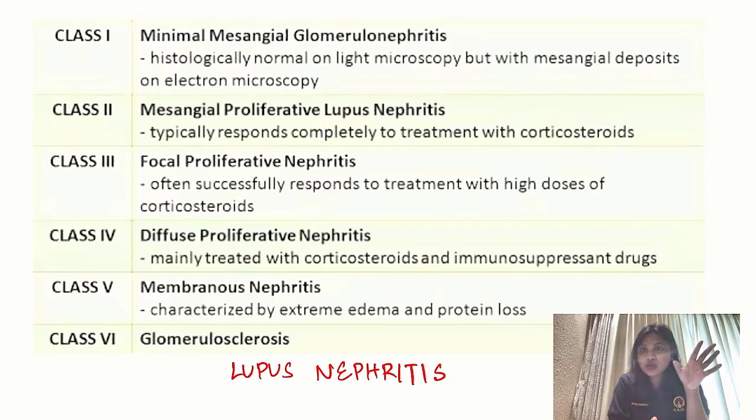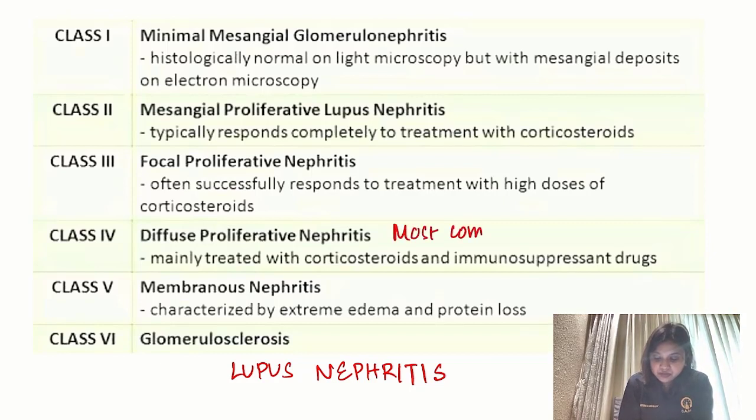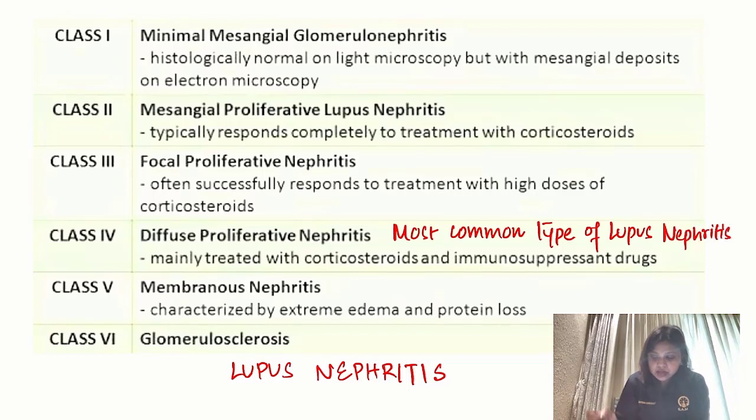So what are the one-liners you can expect? First is the most common type of lupus nephritis. The most common type of lupus nephritis is class 4 lupus nephritis, or diffuse proliferative nephritis. Okay. And if I ask you what is the most severe type of lupus nephritis, again it will be the same answer, that is diffuse proliferative nephritis. So it is the most common type, and along with it, it is the most severe type.